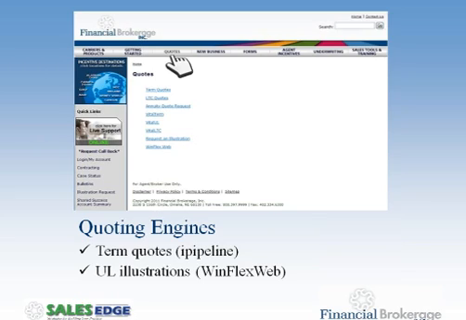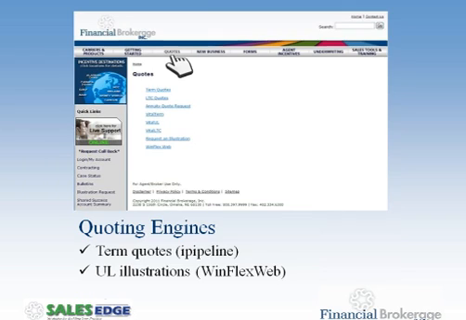And you don't have to go through our website to get to that. You can go directly to winflexweb.com, but we make it convenient for you here. It does require a separate username and login and password, but that's where you can get fancy with the UL illustrations. You can show cash coming out and all sorts of different riders, 1035 exchange money, and all that. And this is what we use here to run the illustrations.